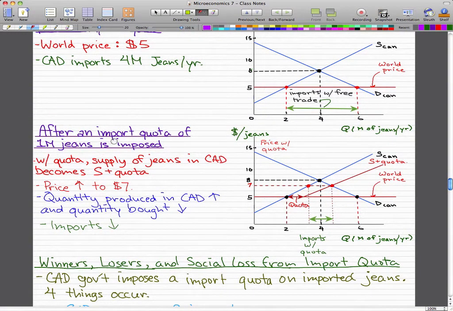So after an import quota of 1 million jeans is imposed, with the quota, the supply of jeans in Canada becomes S plus quota, and really your lines should be straight, make your figures beautiful, and make your professor proud. And the price actually increases or rises to $7 as shown. So what happened is we drew our supply plus our quota, and the price actually increased to $7. And I think I'm running out of time, so I'm just going to leave this off here and get back to this in the next video.